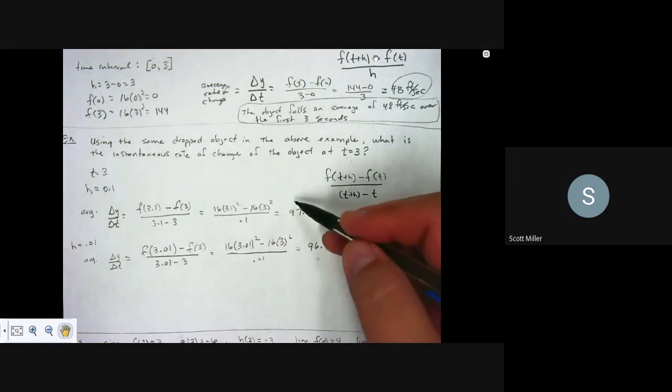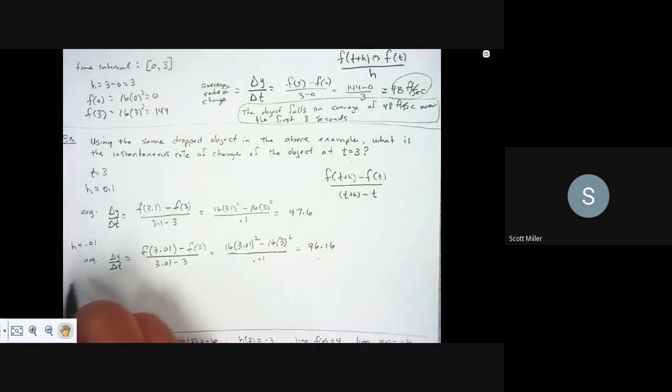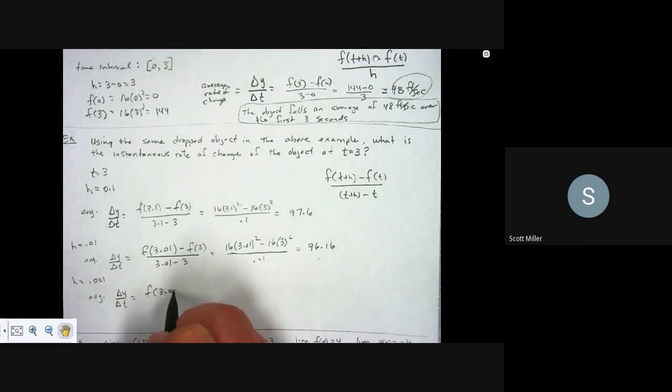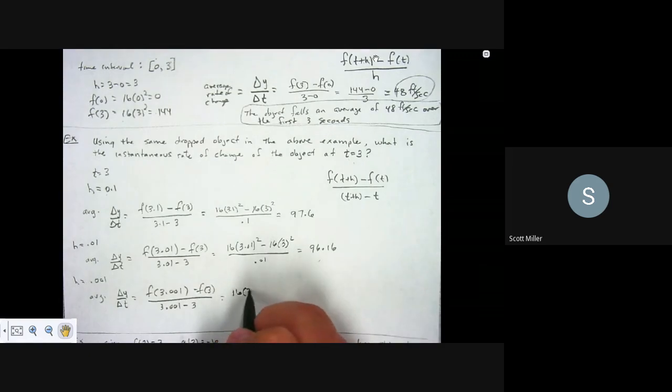So you can see that we're getting closer to a number. We don't know yet. Let's try the next one. Obviously, the next iteration in this one would be, let's let h be 0.001, and let's see what happens. So our average is the change in the y over the change in t. And I can do this, 0.001, f of 3.001, and same thing as before. And we type this into our calculator when we're done.